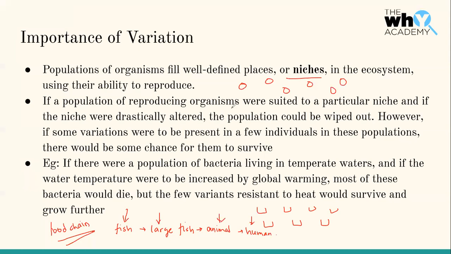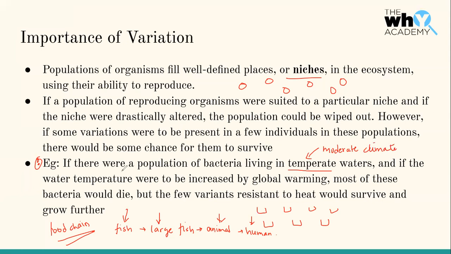If a population of reproducing organisms were suited to a particular niche, and if the niche was drastically altered, the population could be wiped out. For example, they've given you a good example here of bacteria. Suppose there is a bacteria surviving in temperate waters. Temperate refers to the climate. A moderate climate is called a temperate climate. You might have studied the temperate zone in geography. So basically it means moderate climate.